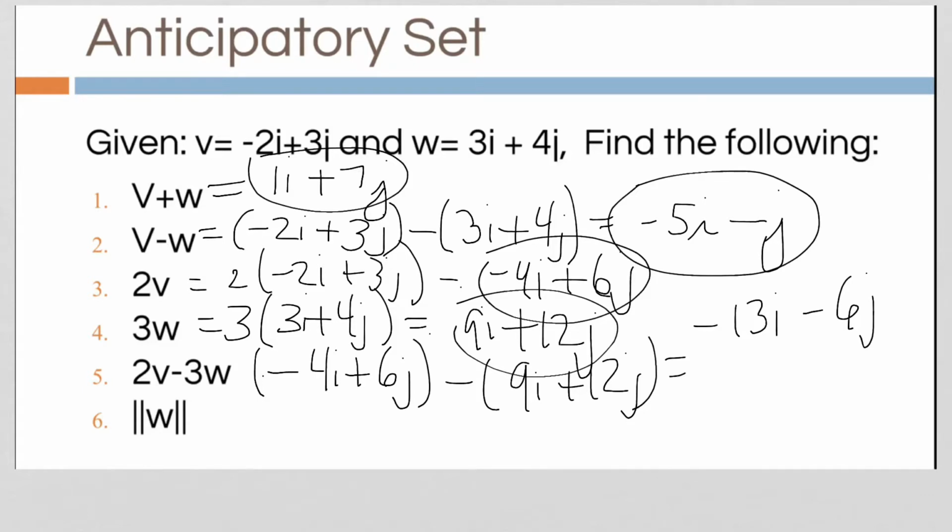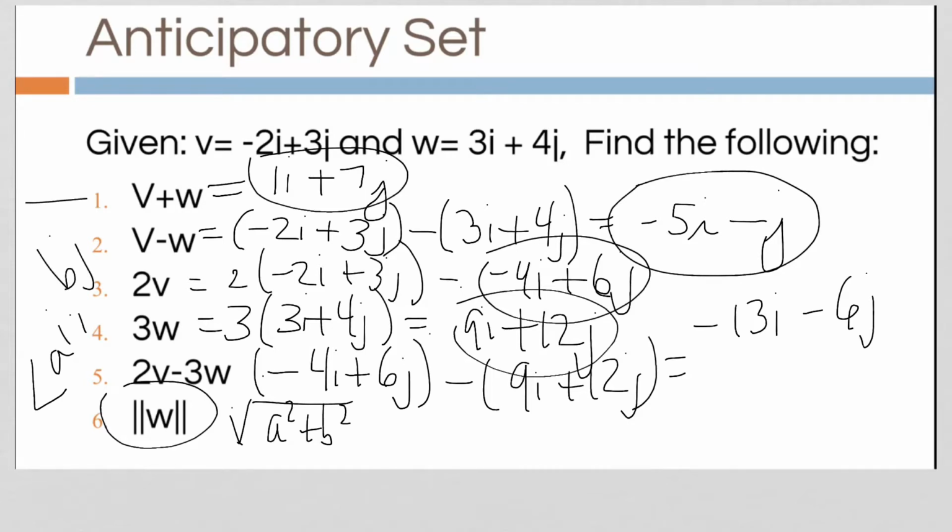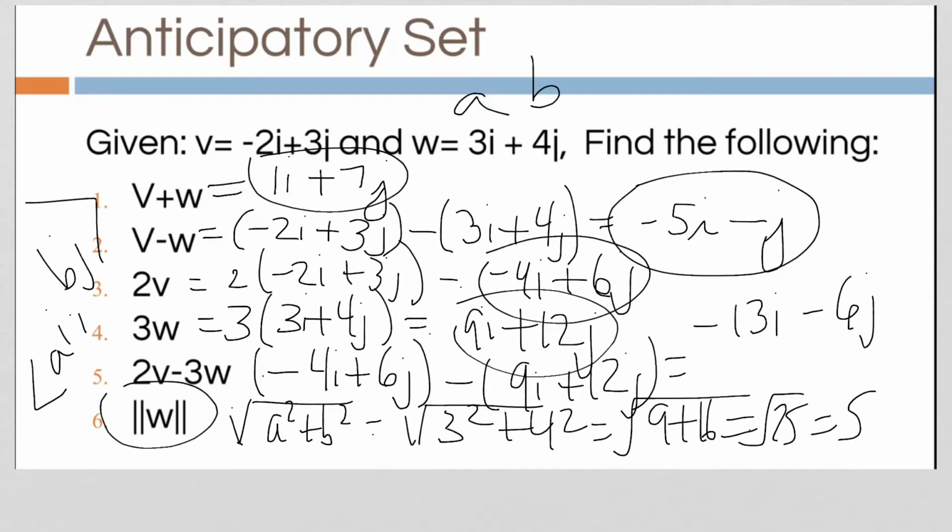For number 6, don't forget what those bars mean. That means magnitude. So magnitude is the square root of a squared plus b squared. Don't forget that your a is located in front of the i, and that your b is located in front of the j. So for w here, I have my a as 3 and my b as 4. So when I plug in both those things, square and square root them, I get 5 for the magnitude.